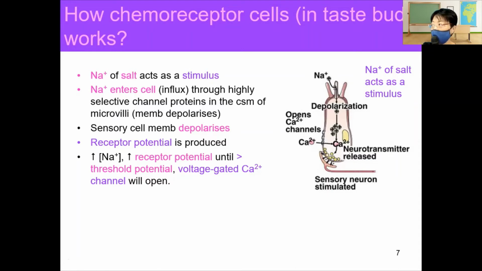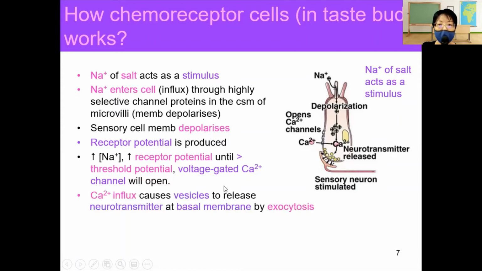If you revise, you need to revise consistently, because everything is built on the previous one. Then it becomes very easy. So when the membrane potential arrives here, the voltage-gated calcium ion channel protein will open. Calcium influx will happen. That means calcium will diffuse into the cell because there's a concentration gradient. Then it will cause neurotransmitter to be released at the base of the cell. See here? The neurotransmitter will be released from the vesicles to the base of the cell by exocytosis.